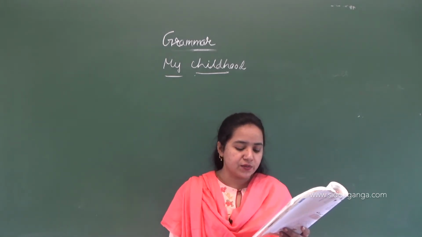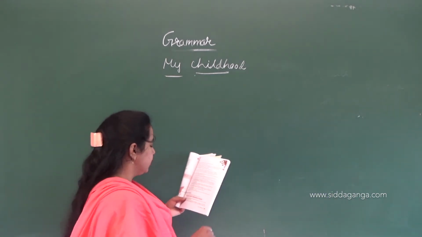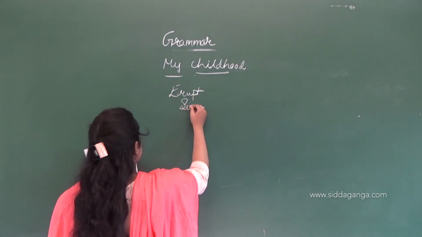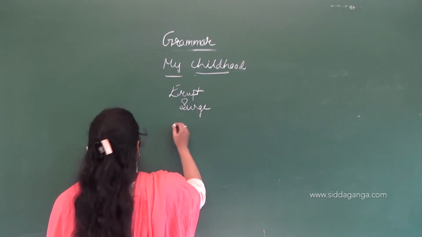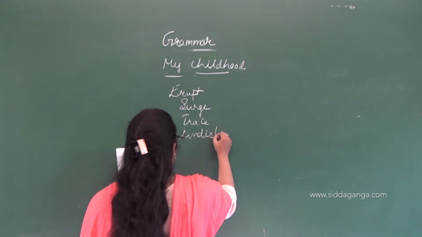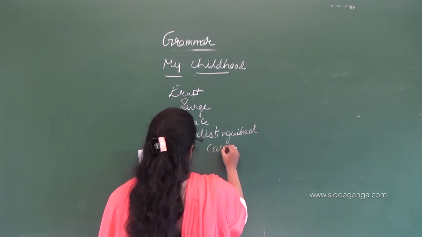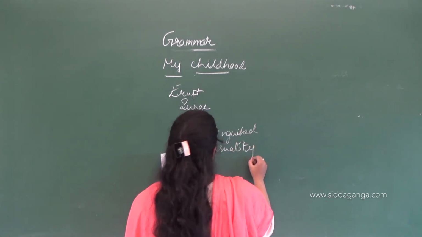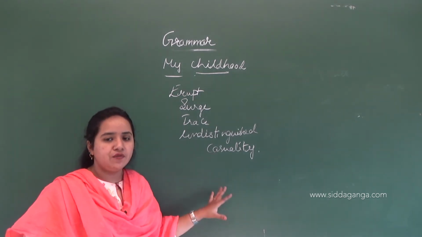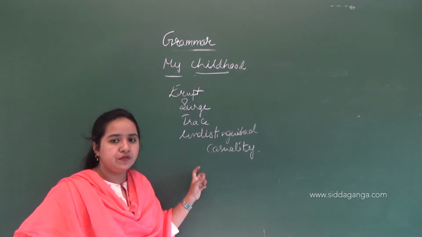Find the sentences in the text where these words occur. So your first work is: erupt, search, trace, undistinguished, and casualty. Your first work for this is to find out in which paragraph these words are present. So that one you find out first.